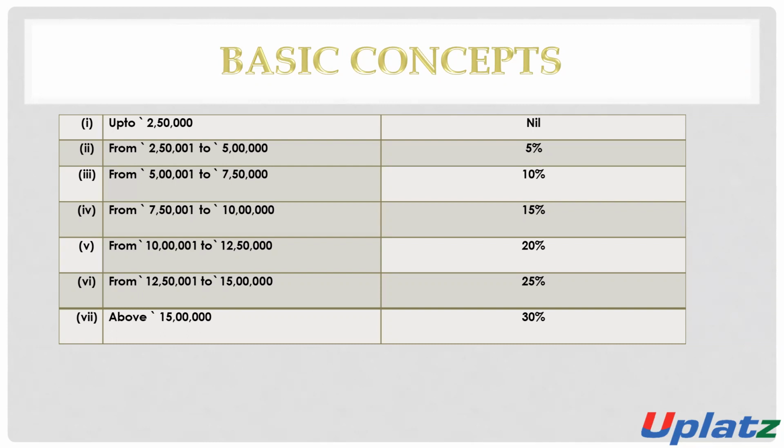If the income is more than 12 lakh 50,000 but up to 15 lakh, then the income will be taxable at the rate of 25%. And if the income is more than 15 lakh, then it will be taxable at 30%. These are the tax rates as per the provision of section 115 BAC. As per section 115 BAC, these are the concessional rates, but the assessee cannot take the deduction under chapter 6A or some other special deductions.